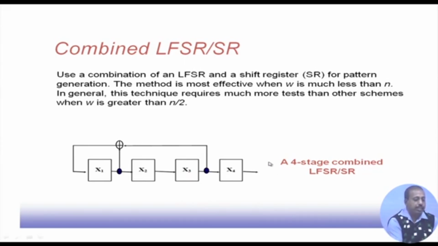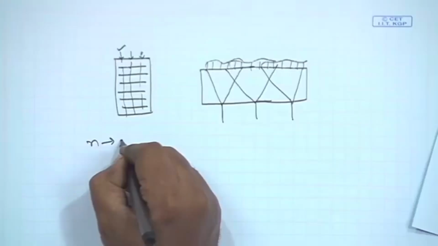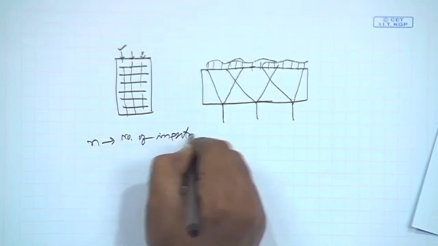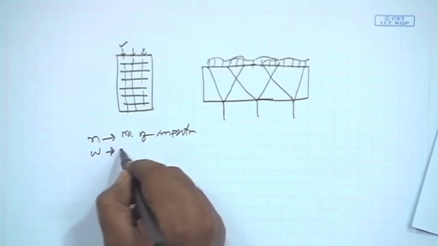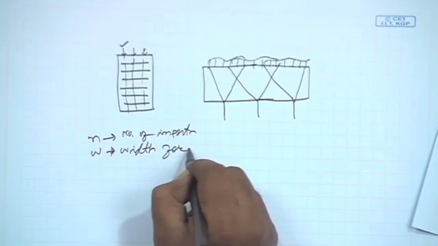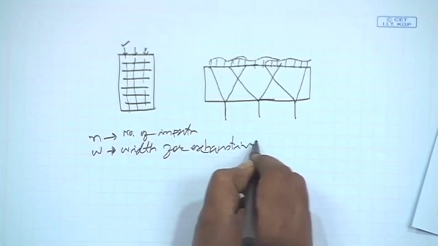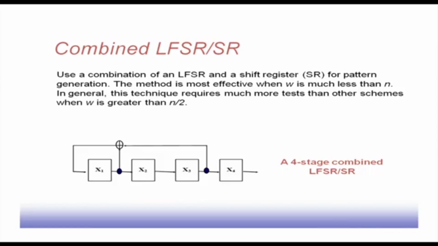So, how many such stages will be added? That is a question. If W is much less than N, you remember that N was the total number of cells, the total number of inputs, and W was the width for which exhaustiveness is needed. Now, if W is much less than N, but there are more cones, then x1, x2, x3 may be feeding 3 different inputs of the circuit. That is fine, since they generate independent patterns. But for the remaining inputs, we may be able to feed them through some shifter stages. So, x4, x5, x6, we can add a number of shifter stages, and from those we can feed the circuit.